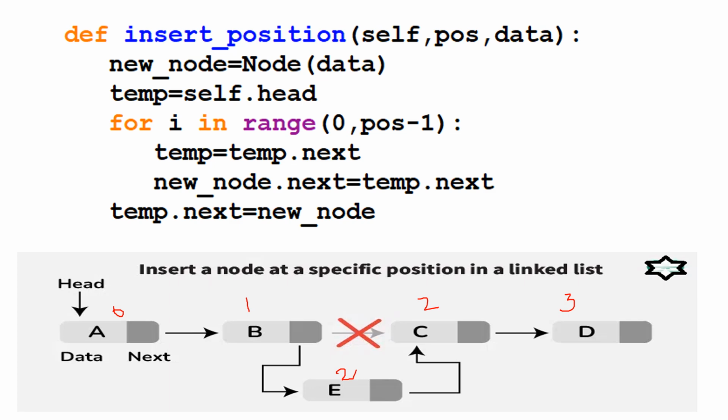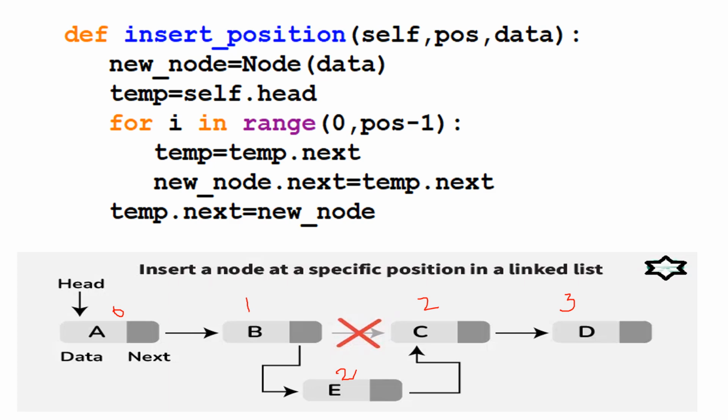In this case, you need to travel up to position -1. Position -1 means you need to reach up to the 1st location. You can stay here, then this node's next must be the new node, and the new node's next must be that node. Then how do you write the code for this? You can reach up using a range from 0 to position -1, that is, 0 to 1.